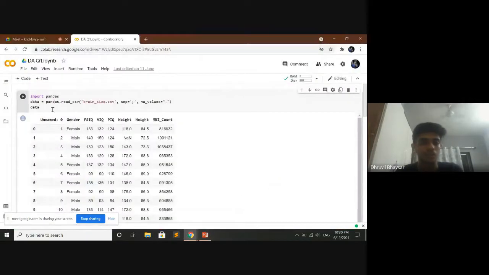Yeah. So first we have to display the data. Here I have used import pandas. Pandas is an essential library of Python which is used for giving data in a particular manner. So I imported pandas. In the next line I have given data equals pandas dot read underscore csv, which will read the brain size csv file which I have uploaded. And then in the next line I will simply print the data.